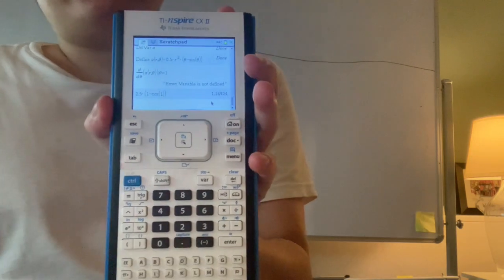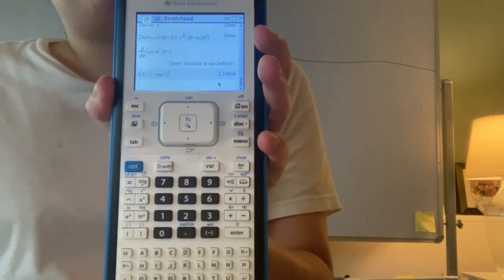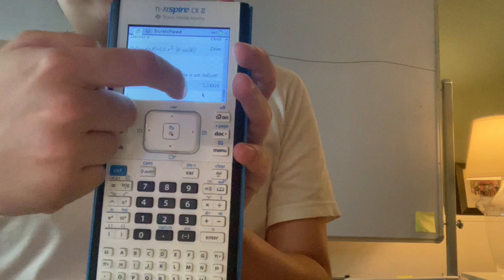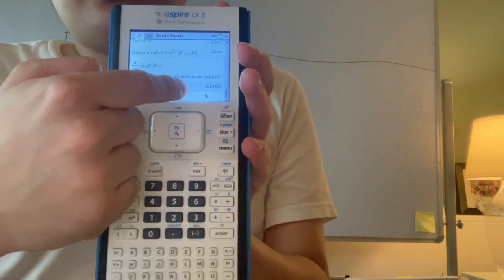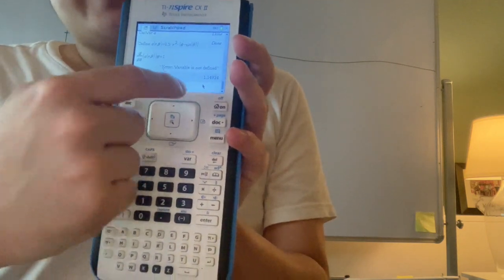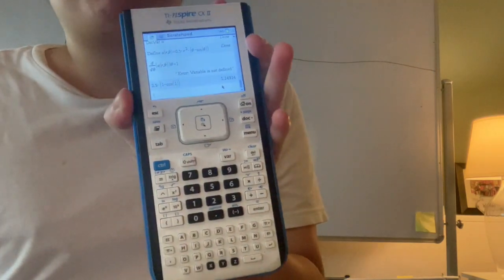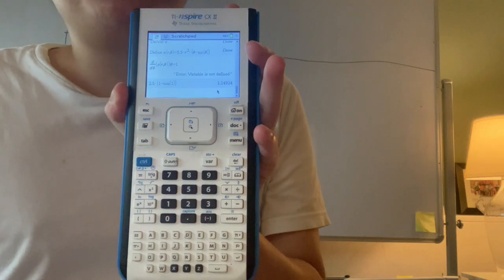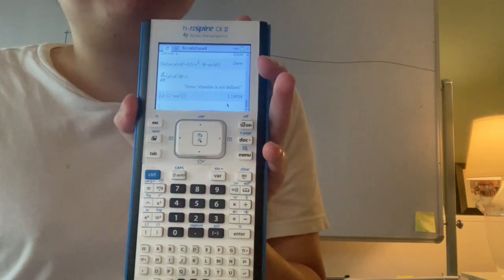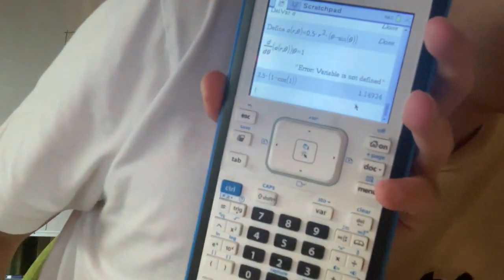Okay, a brief word on the TI-Nspire, and this is a thing that I hate about it. If you store something, like define stuff, into the main interface, you cannot call it and then put it into the graph. They have to be done separately, which I find to be extremely stupid.